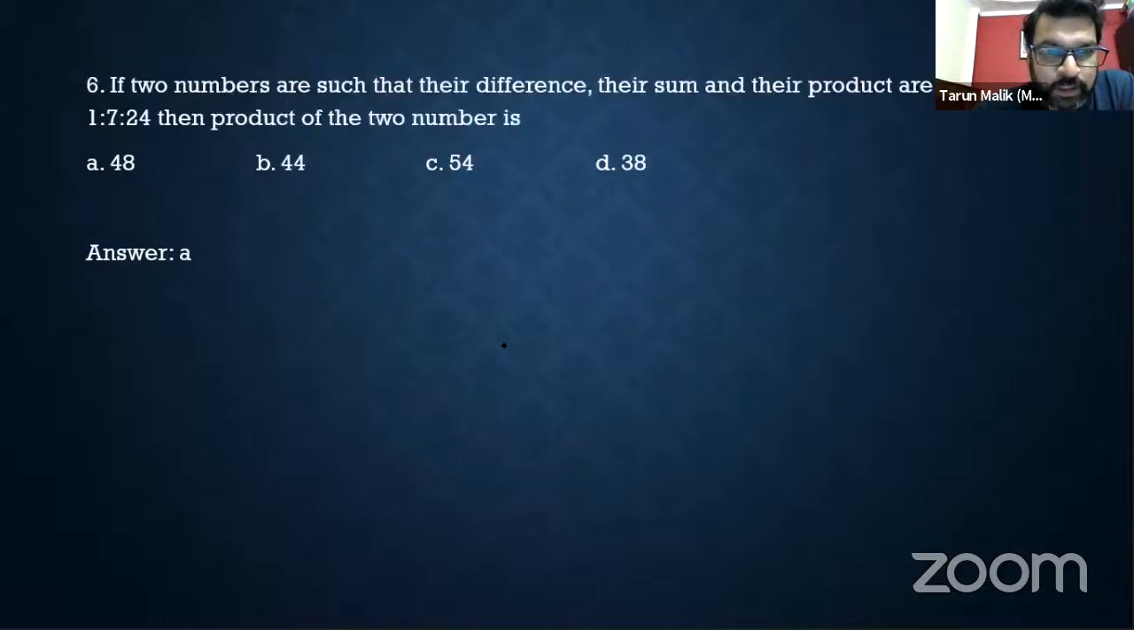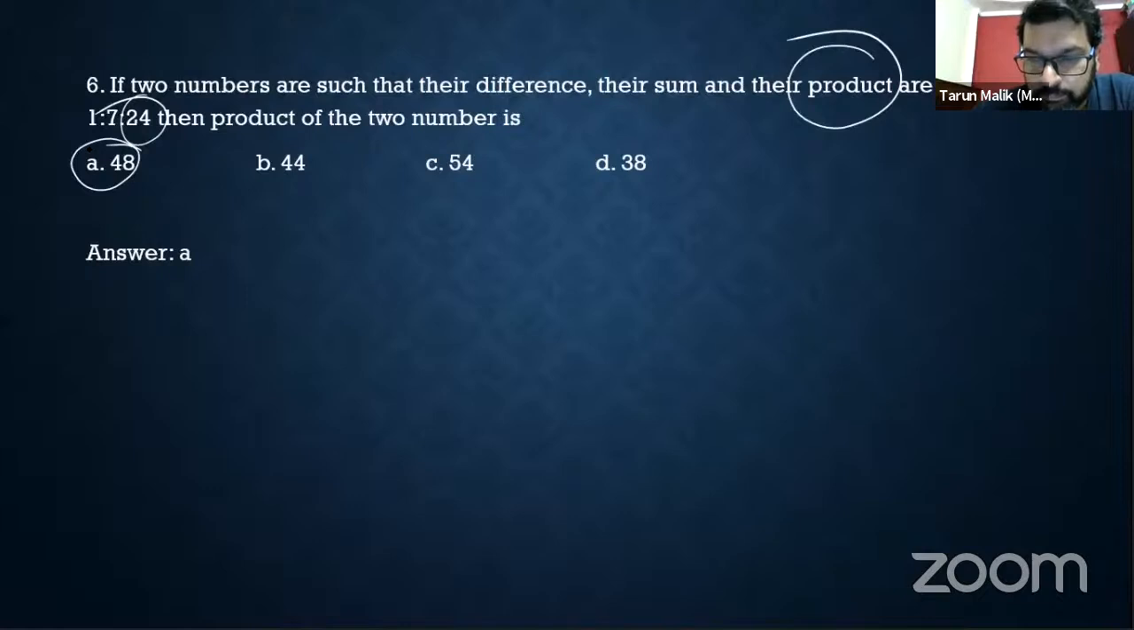Two numbers are such that their difference, their sum, their product are in the ratio 1, 7, 24. Find the product of the two numbers. Product must be a multiple of 24. Answer is 48. Only one option is there. No need to solve. If you followed the logic which we did in the previous classes, you must have done this using this trick, right? Otherwise, take the values x ratio y and so on.